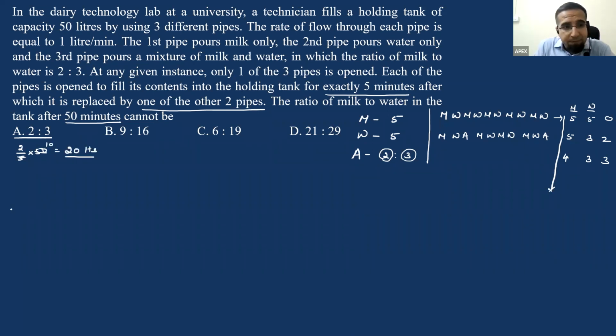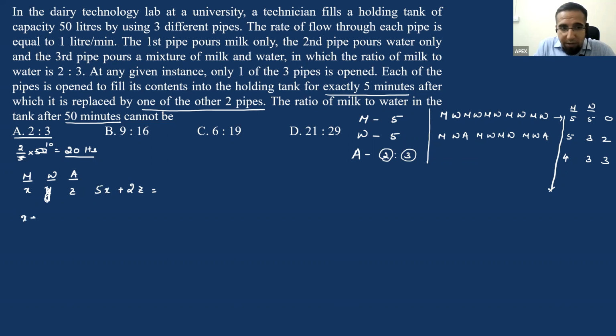So let me say that I'm opening the tap milk X times, the tap that's delivering water Y times, and the tap that's delivering the mixture Z times. What is the quantity of milk I would receive? The quantity of milk I would receive is 5x plus 2Z, because each time I'm opening tap milk, I get 5 liters. X times I'm opening tap milk, I'll get 5x liters.